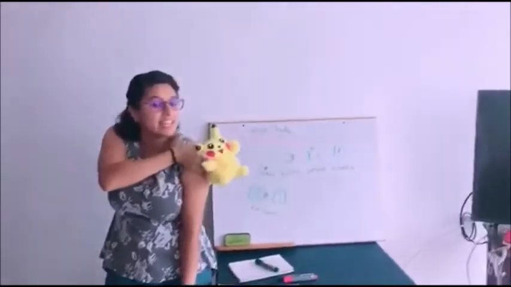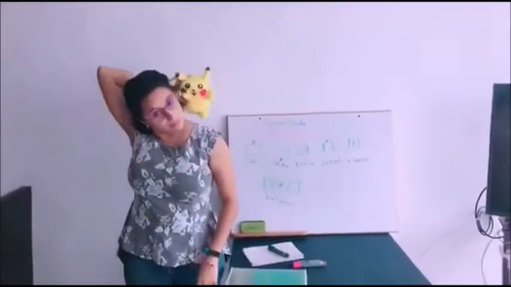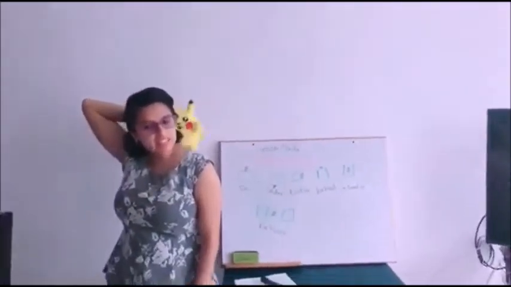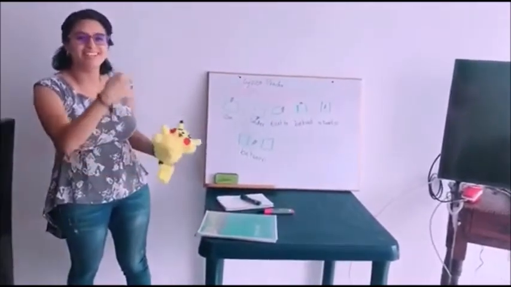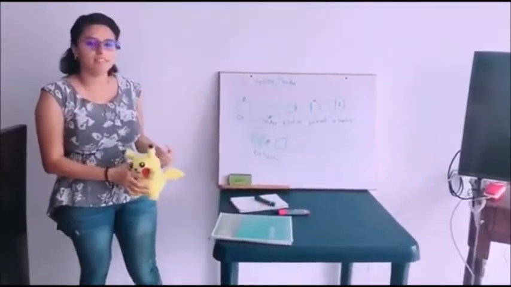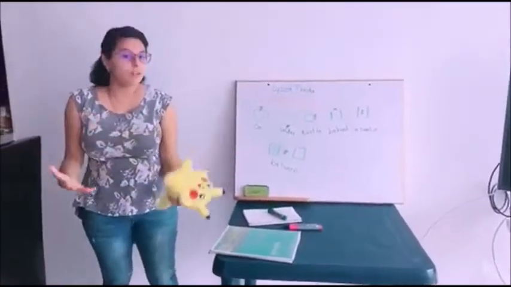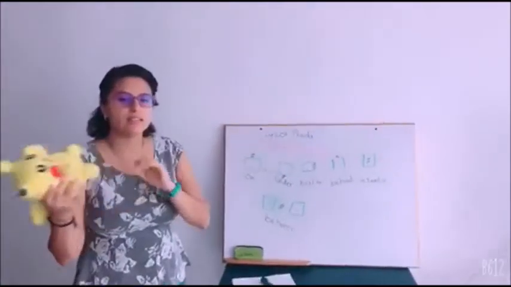Now, where is the Pikachu? It's next to the teacher. Where is the Pikachu? It's behind the teacher. And where is the Pikachu? It is between the table and the teacher. Okay, I already showed the sample of where the Pikachu is.